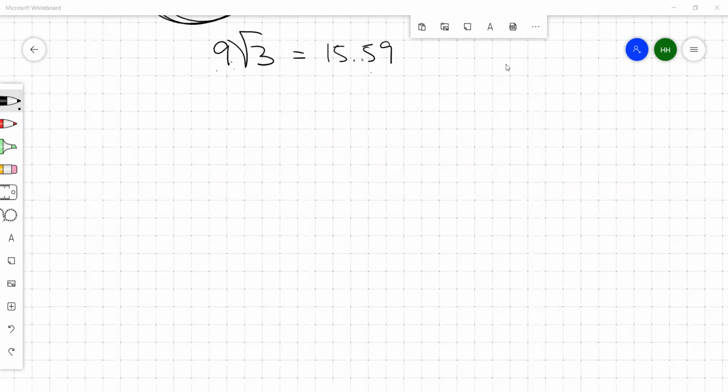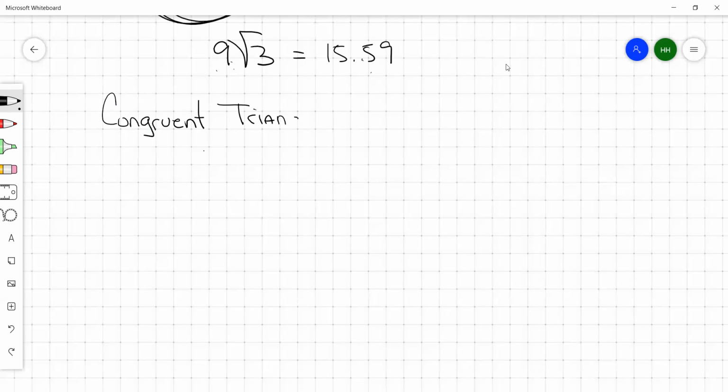All right, today we're going to talk about, and you're going to be working with congruent triangles. Congruent triangles.